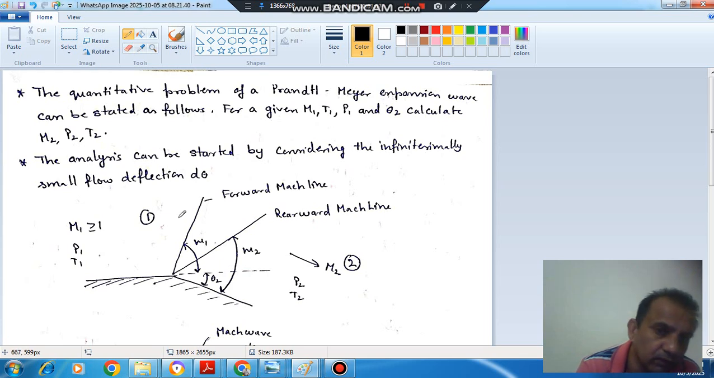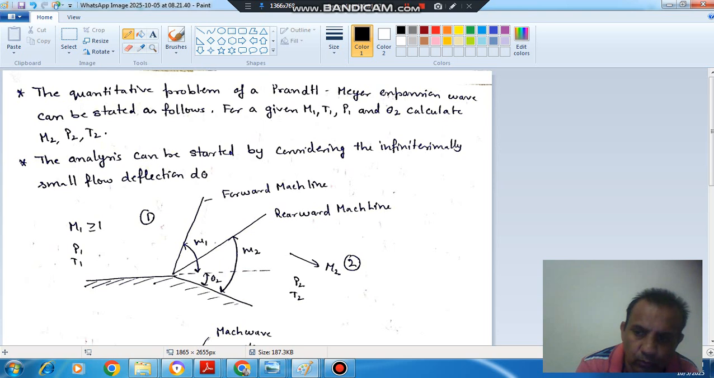Okay. So now we'll derive, and theta 2 is the deflection here. Now we'll derive the relationship between these Mach numbers and this deflection angle. So this is called quantitative analysis. Okay. Starting with initial Mach number M1, pressure P1, temperature T1, and suppose the deflection angle is theta 2, and then we have to calculate M2, P2 and T2.